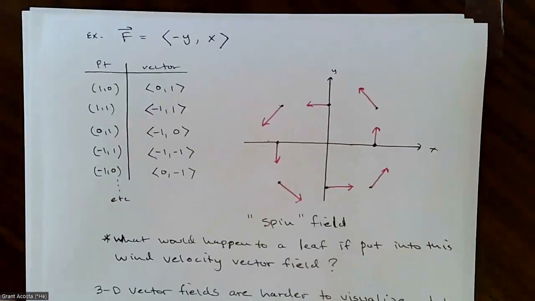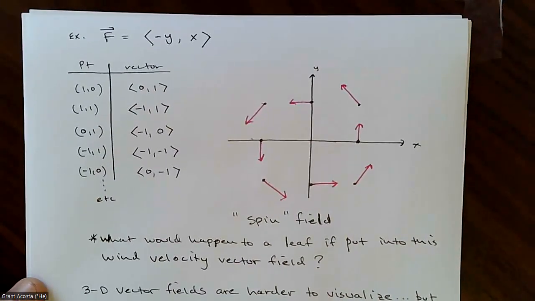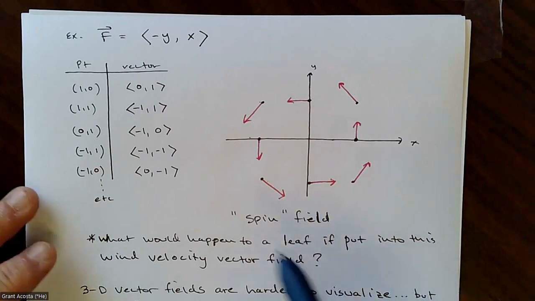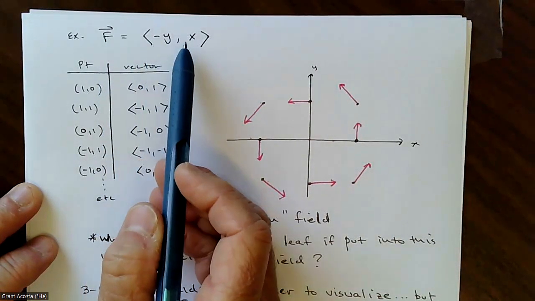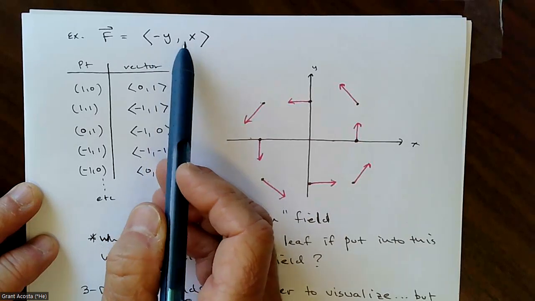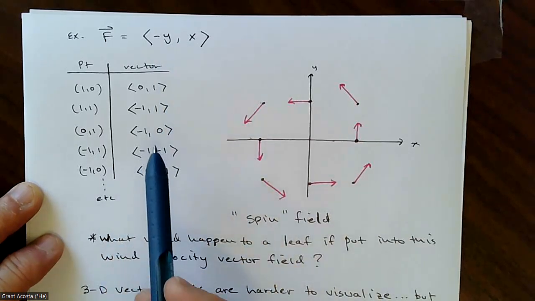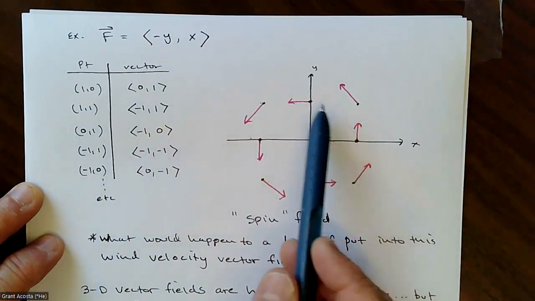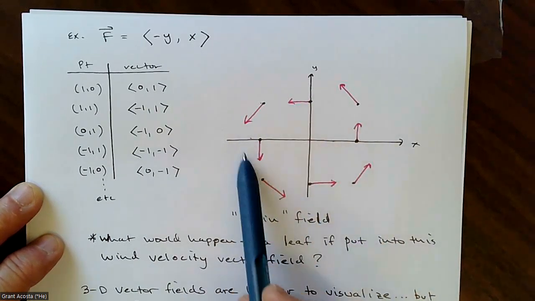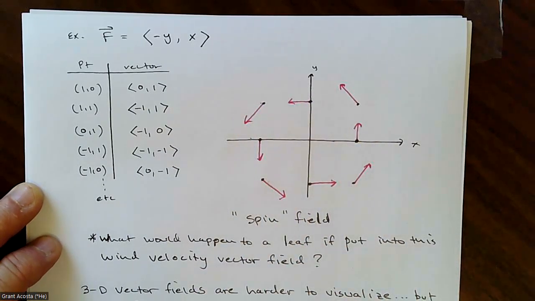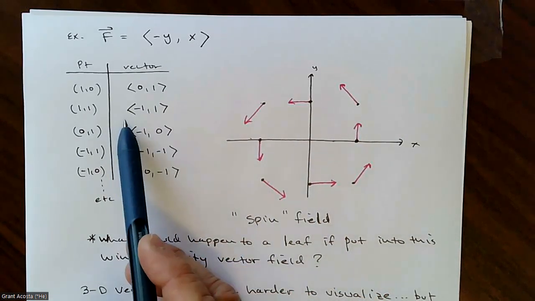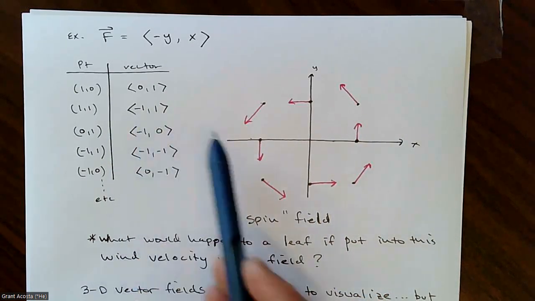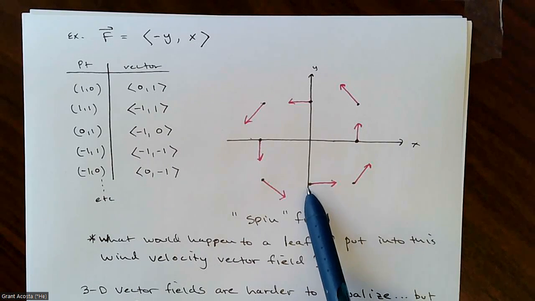Another common field that comes up a lot is something like this. Here my field is given by negative y comma x, so negative y i hat plus x j hat. And if you pick an assortment of vectors, notice I always go around the origin to see what's going on everywhere. I get these vectors, which if I plot them, generates something we would call a spin field.